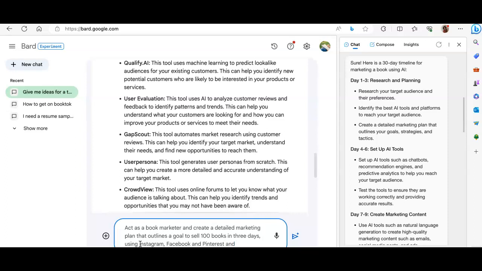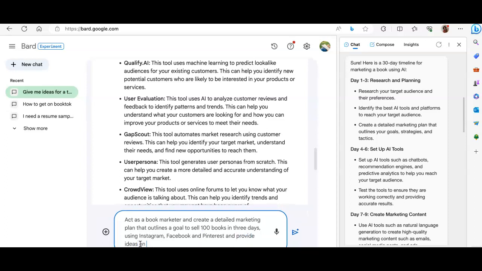And we'll say, and provide ideas on specific tactics to reach this goal. All right. And so I'm going to go ahead and see what comes up. Now you do the same thing.